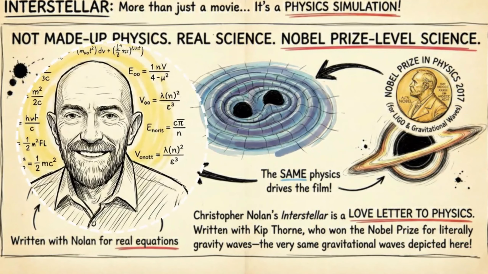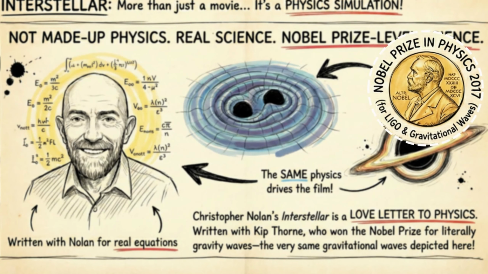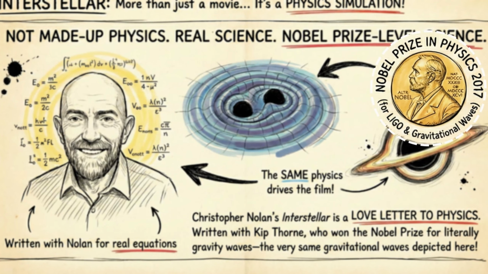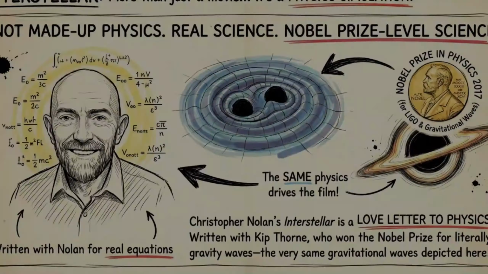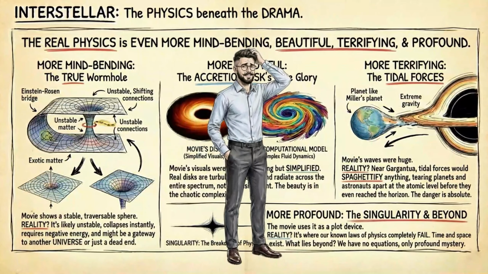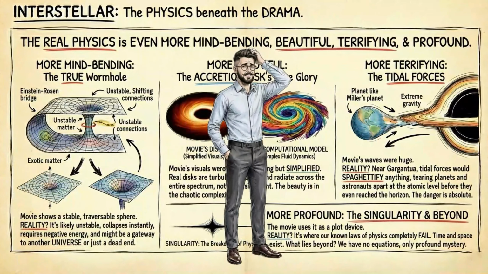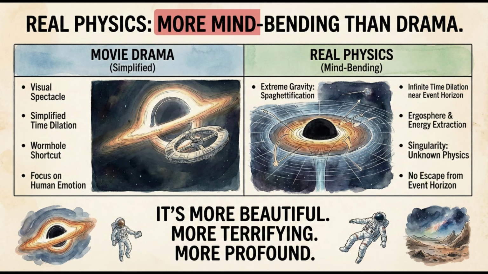Written by Kip Thorne, a physicist who won a Nobel Prize for literally detecting gravity waves, the same gravitational waves we're about to talk about. But here's what's been bothering me. Even with Thorne's genius guiding every frame, the film compresses, it dramatizes, it simplifies, and I think we deserve to understand what's actually happening beneath the surface. Not because the movie is wrong, but because the real physics is even more mind-bending than the drama. It's more beautiful, more terrifying, more profound.